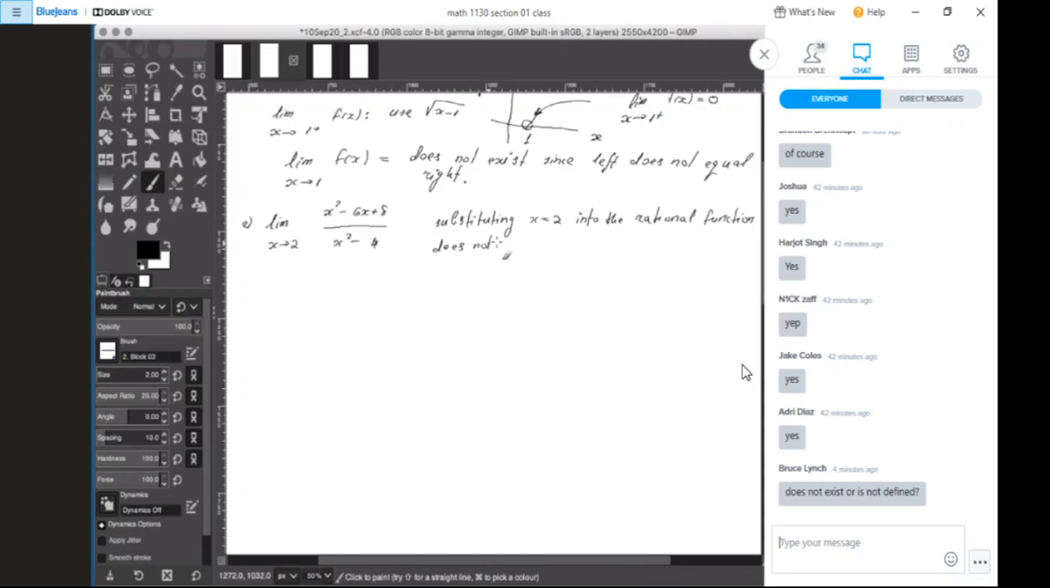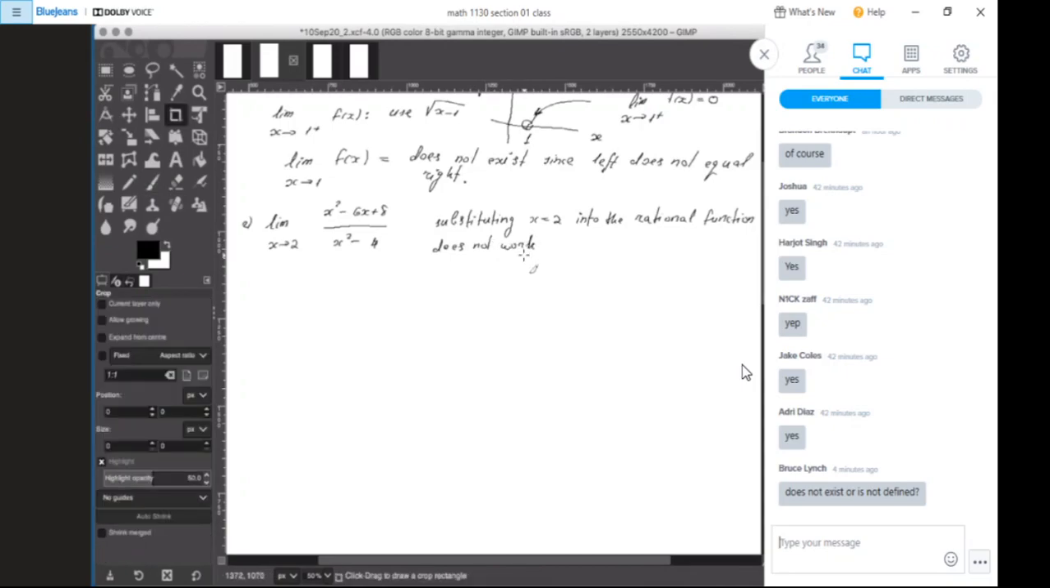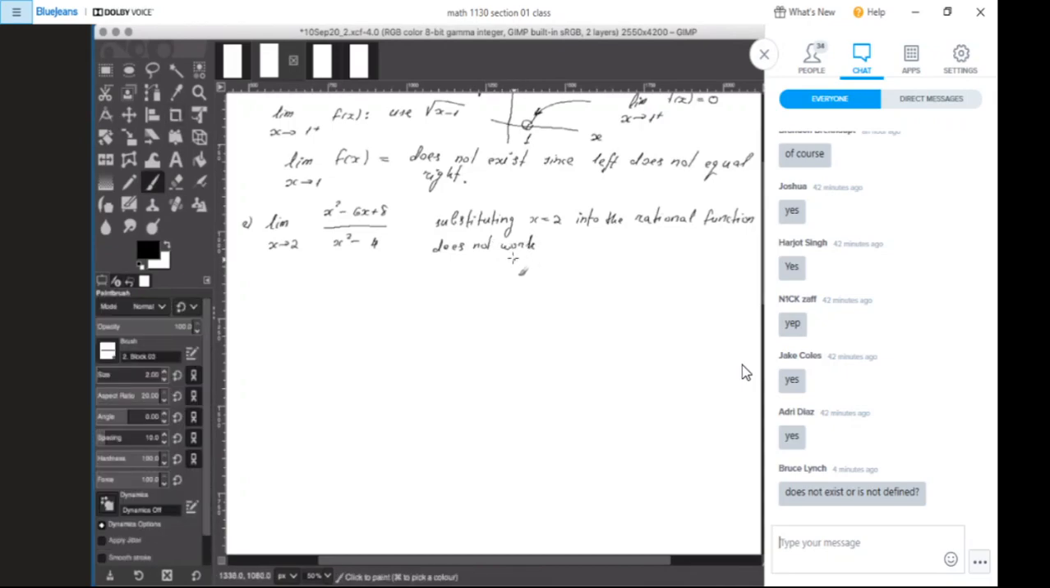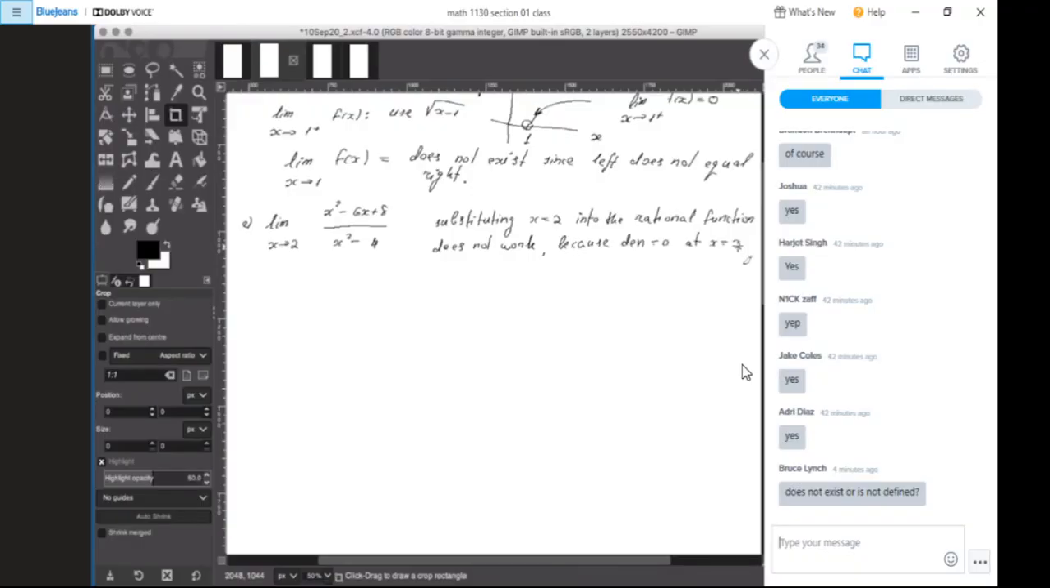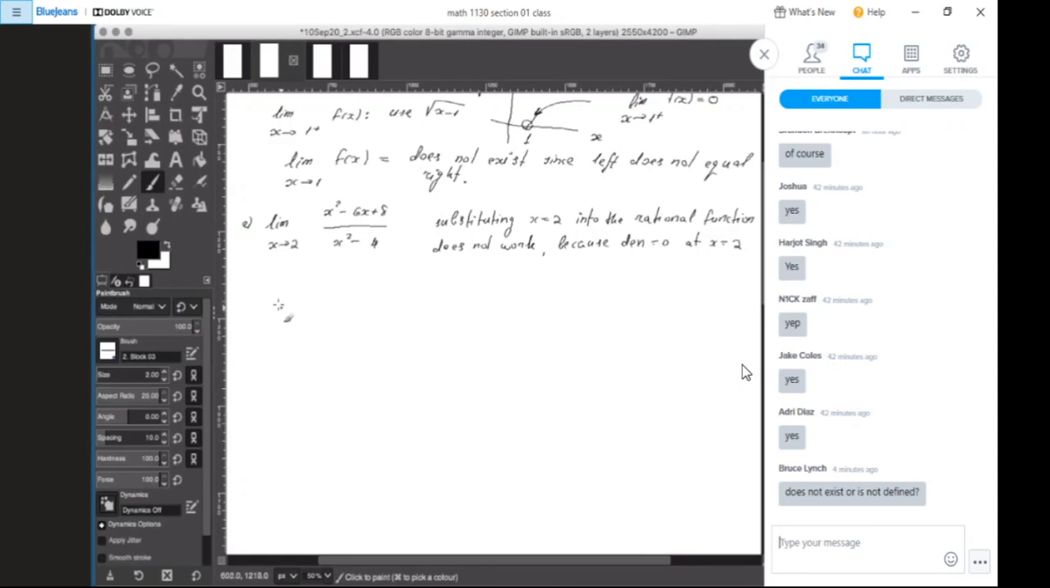And this exactly coincides with the provision in that rational function rule. It says that it works if the denominator is not 0. But this is exactly what we have. We have denominator 0. So we'll definitely proceed with the suggestion to simplify.